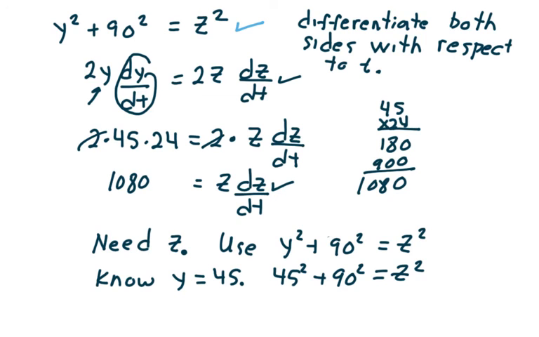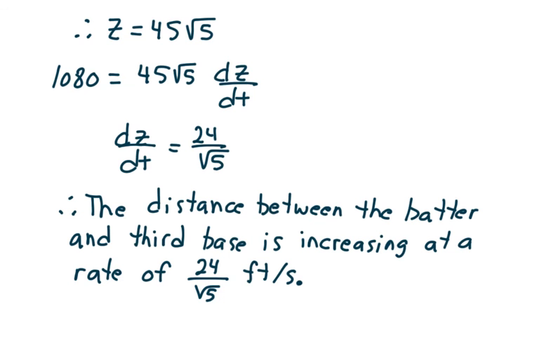So we need z. So we're going to use the equation y squared plus 90 squared is equal to z squared. We know y is 45, so I plugged it in. If I solve for z, I get 45 root 5. And so what that tells me is 1080 is 45 root 5 dz/dt. And I want to get dz/dt by itself. So I'm going to divide both sides by 45 root 5. And so I get dz/dt is 24 over root 5.